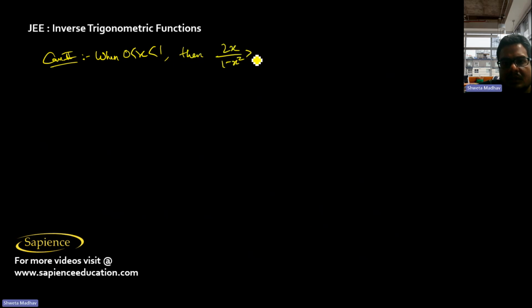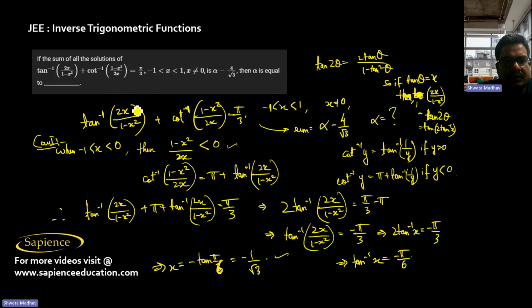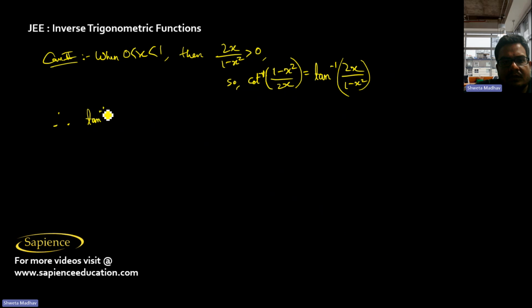And then case 2 is when x is from 0 to 1. So then 2x by 1 minus x square will be greater than 0, obviously. So hence we can say cot inverse of 1 minus x square by 2x can be written as simply tan inverse of 2x by 1 minus x square. So then the left hand side is tan inverse of 2x by 1 minus x square plus tan inverse of 2x by 1 minus x square, that is equal to pi by 3.